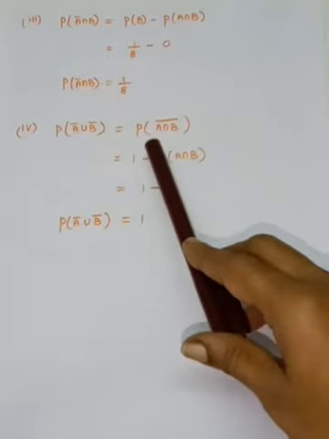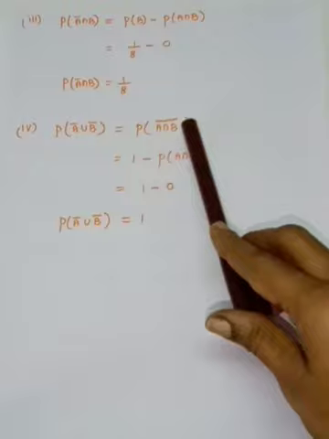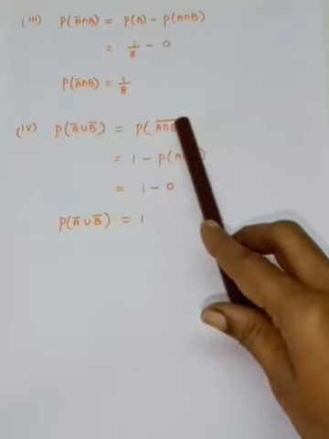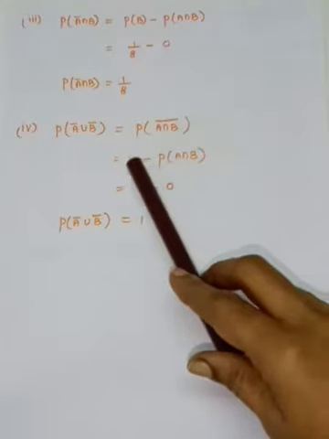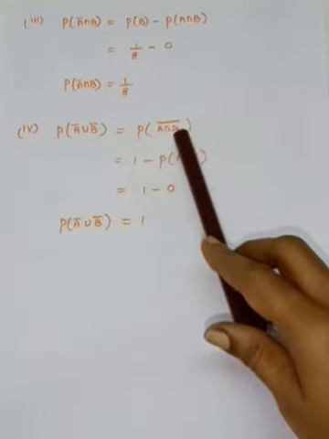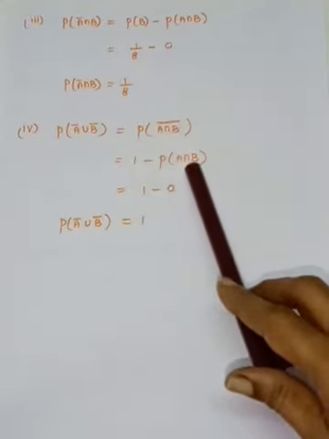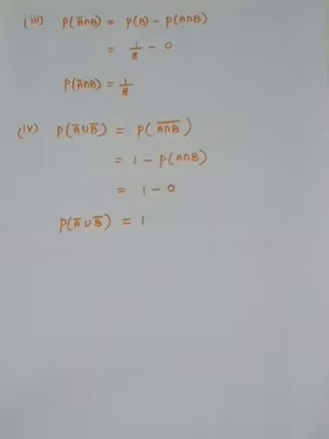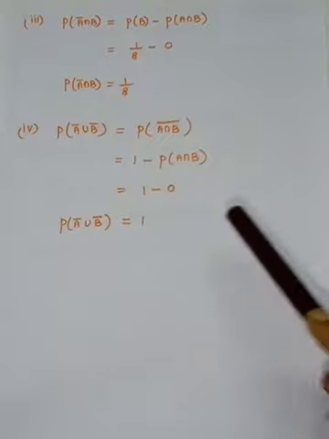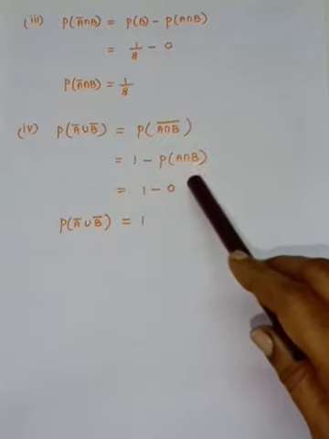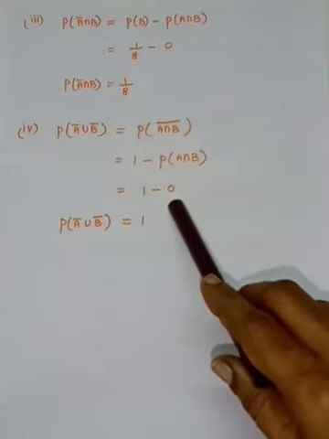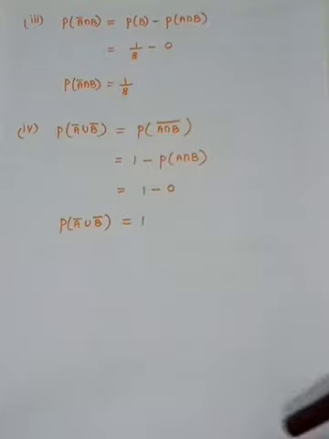How does it look? It is P of A bar. So if you consider A intersection B as A, it is P of A bar. How will you write P of A bar? 1 minus P of A. So in the place of A, what you are having? A intersection B. So P of A intersection B the whole bar can be written as 1 minus P of A intersection B. And you know that A and B are mutually exclusive events, so P of A intersection B is equal to 0. So the answer is 1.